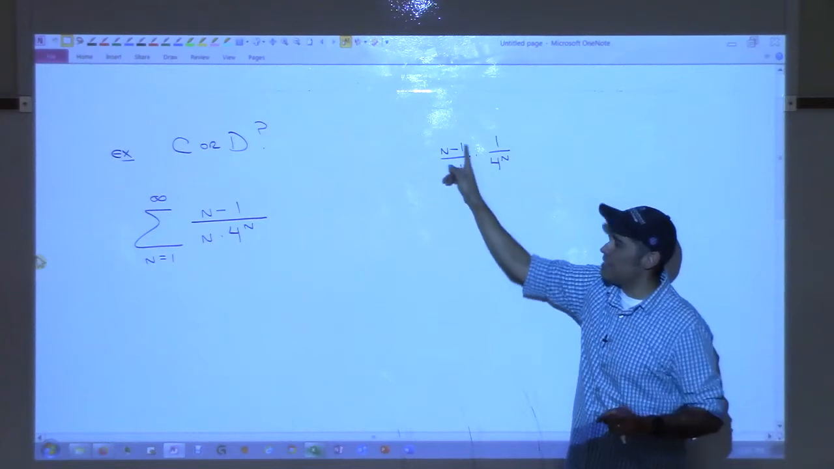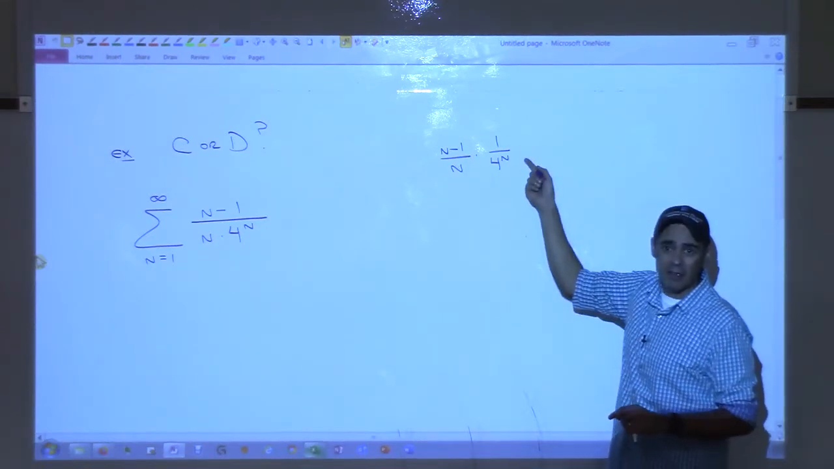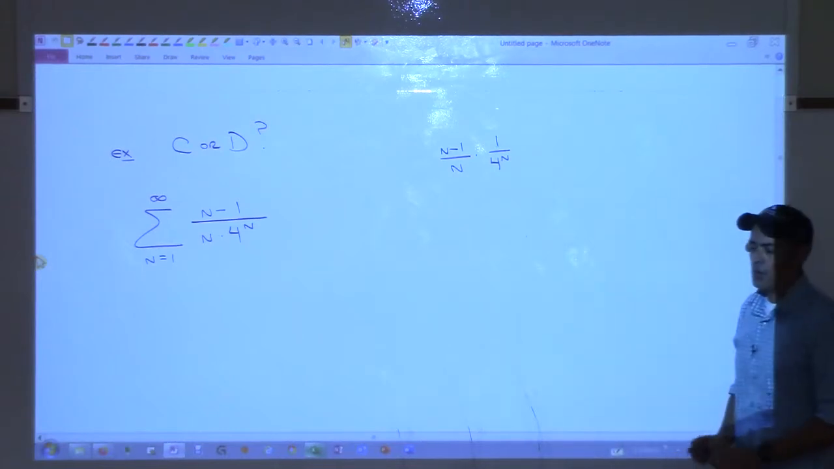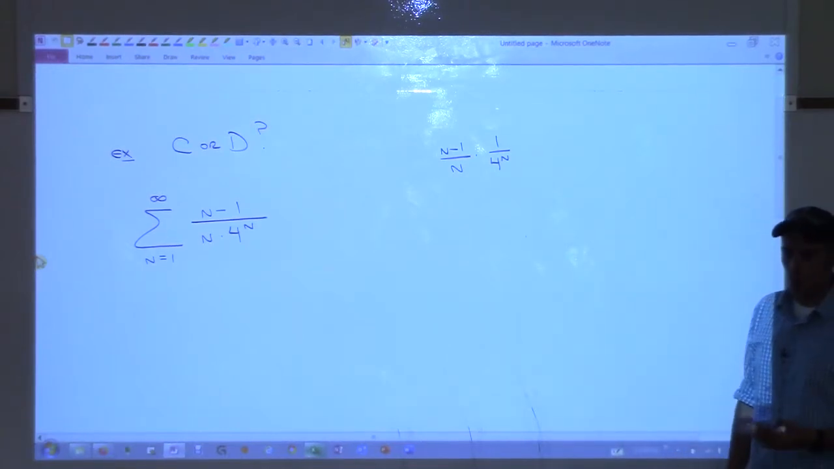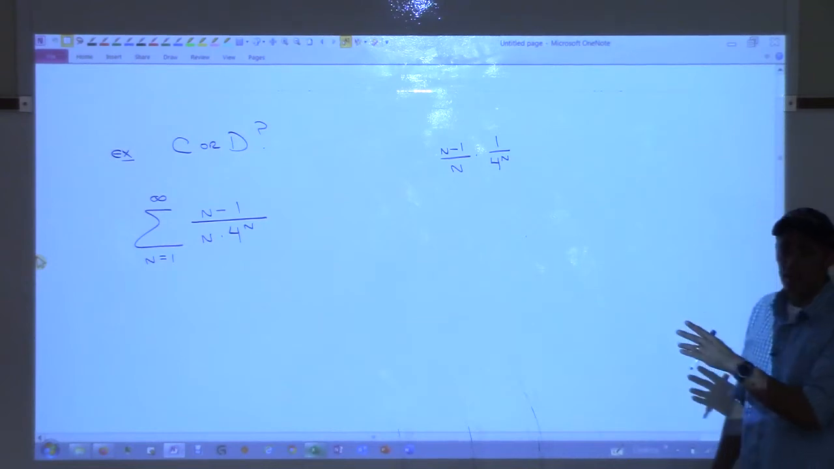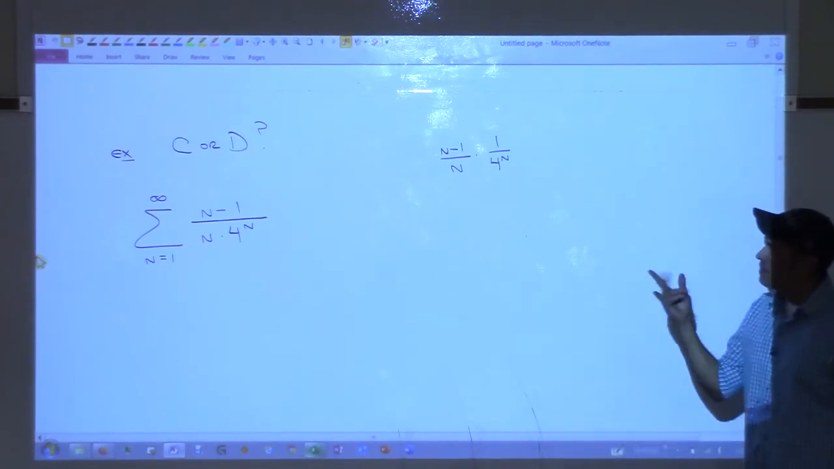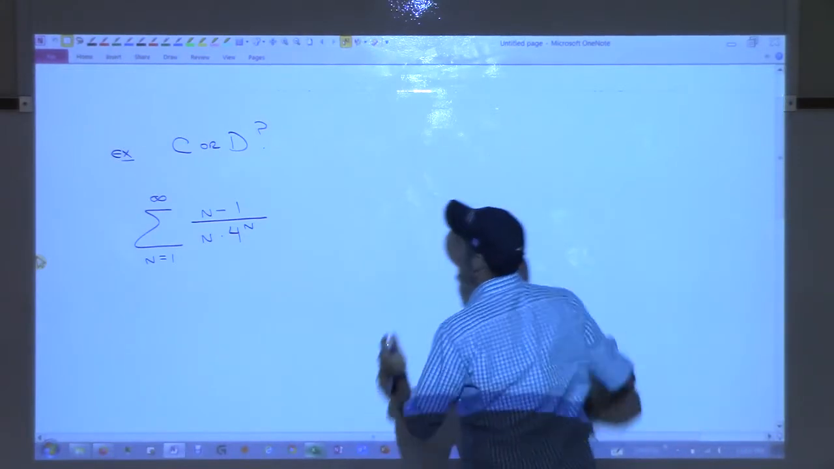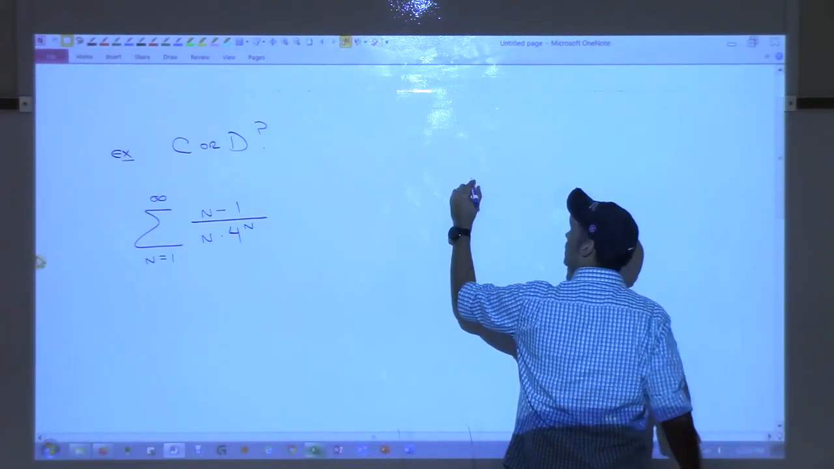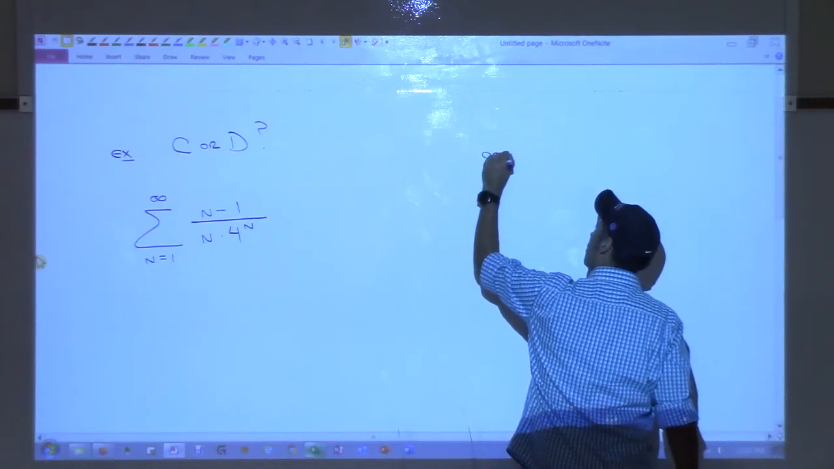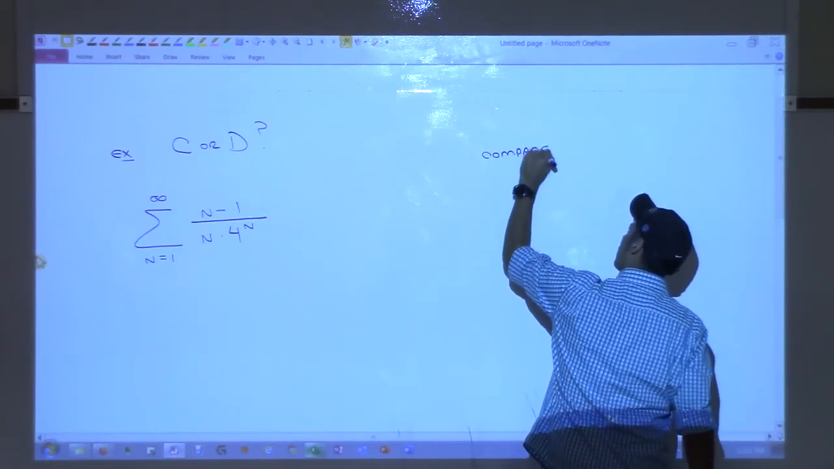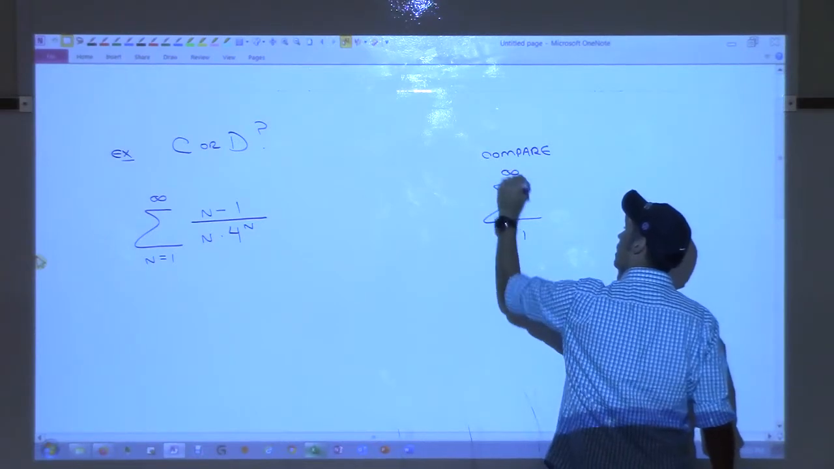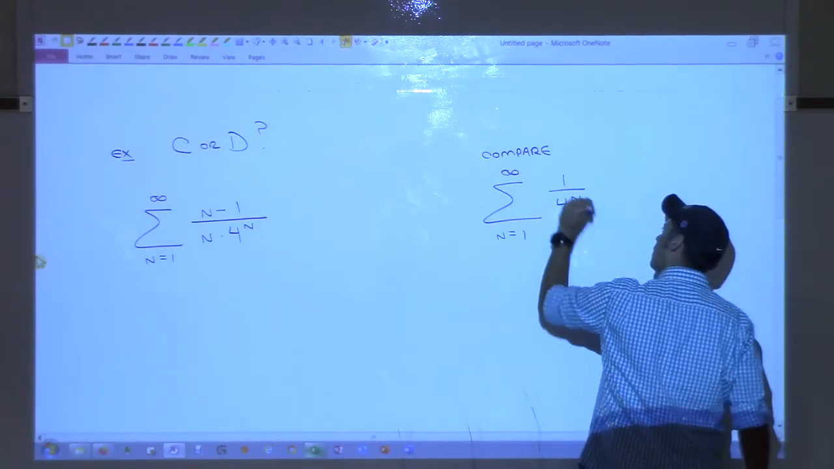So this is really acting like a 1, and this one is acting like a geometric series, right? 1 over 4 to the n. So why don't we compare it to the geometric series 1 over 4 to the n? The reason I'm not going to use negative 1 is because it's not alternating. So let's try that. Let's compare it to the sum from n equals 1 to infinity of 1 over 4 to the n.